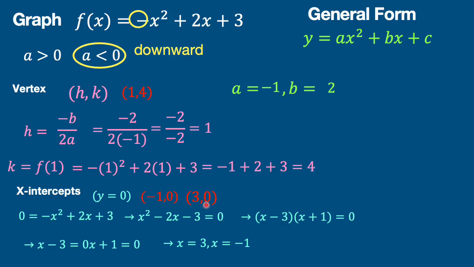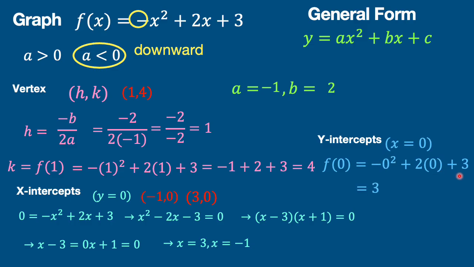What else do we have to do? Sketch the graph. Y-intercept, right? For the y-intercept, x equals 0. Let's plug in x equals 0 here. f of 0 equals negative 0 squared plus 2 times 0 plus 3. This is 0. This is 0. So the y value is gonna be 3. So the y-intercept is (0, 3).